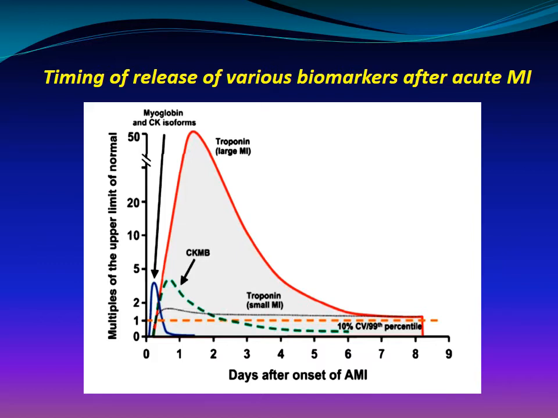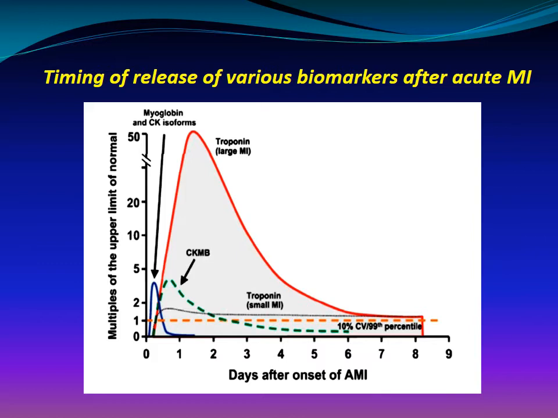The dashed horizontal line shows the upper limit of normal. Upper limit of normal is defined as the 99th percentile from a normal reference population without myocardial necrosis. The coefficient of variation of the assay should be 10% or less. The earliest rising biomarkers are myoglobin and CK isoforms, the leftmost curve.